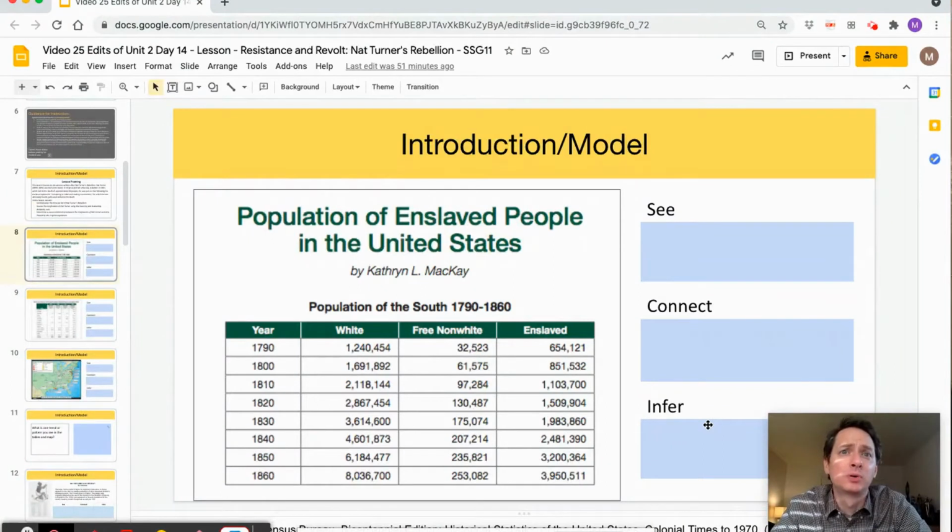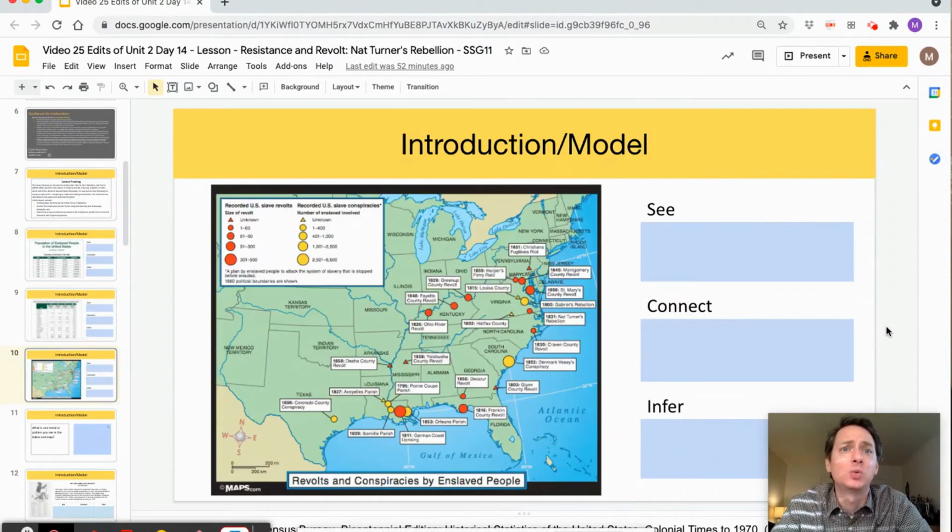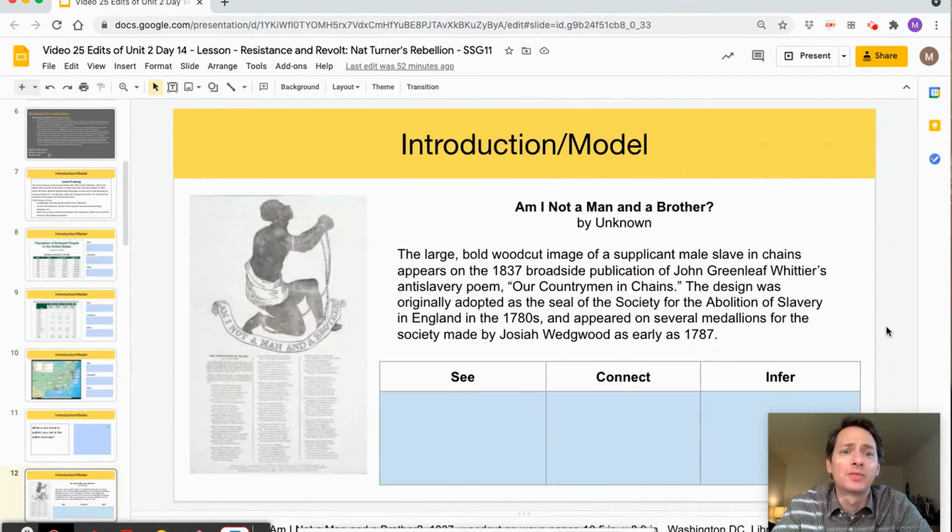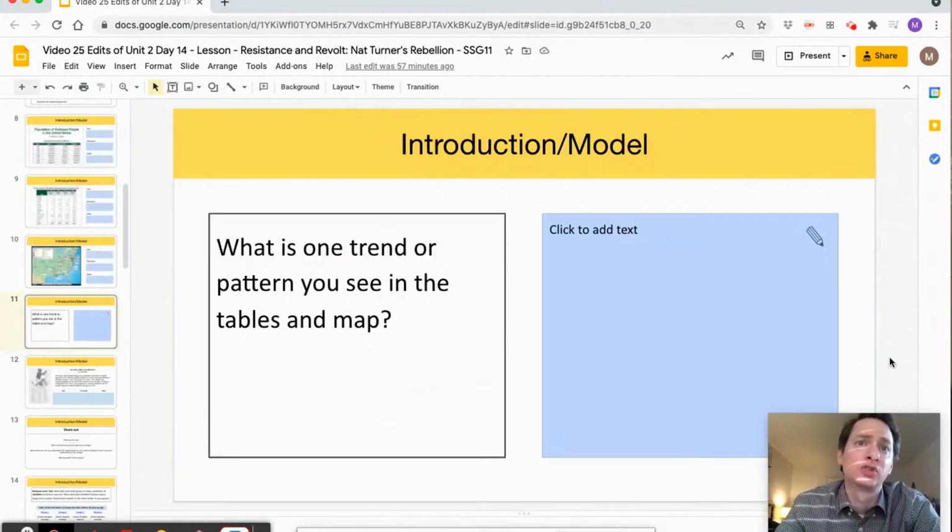Since they will be doing this protocol in just a moment with an image that is pivotal to this lesson, you may decide to approach one of the tables as a guided practice or as a model. You might even decide to do one of the table ones as an I do, the one with the map as a we do, and the one with the image of Am I Not a Man and a Brother as a you do. Let me go back one slide just for a second.